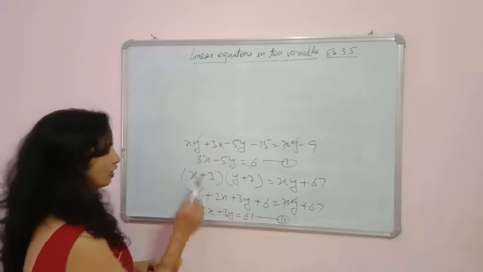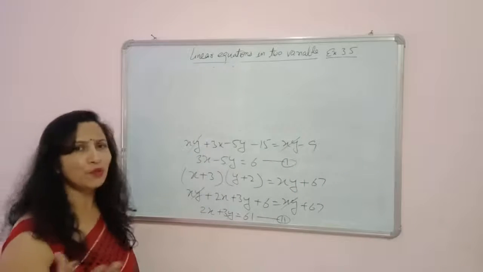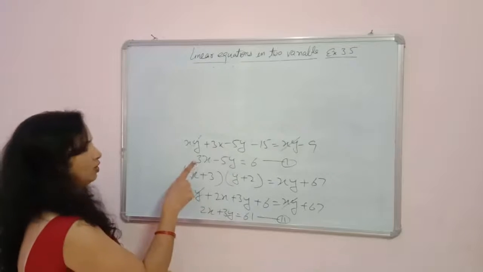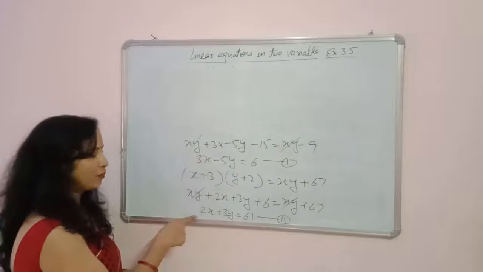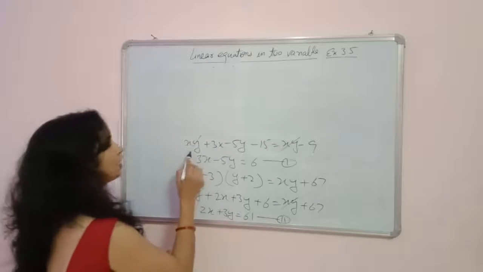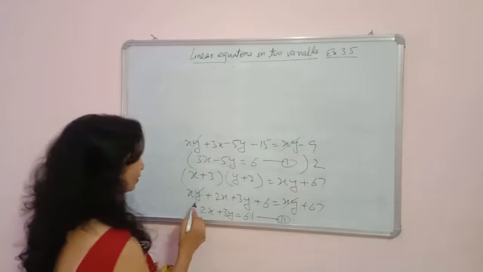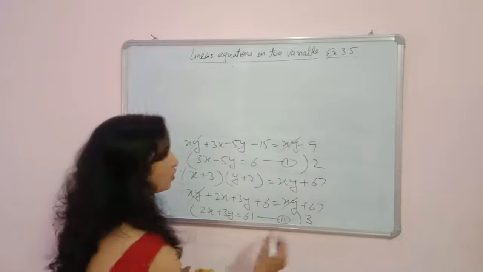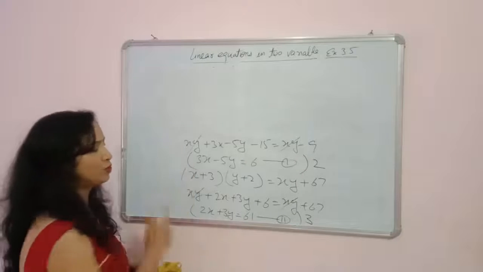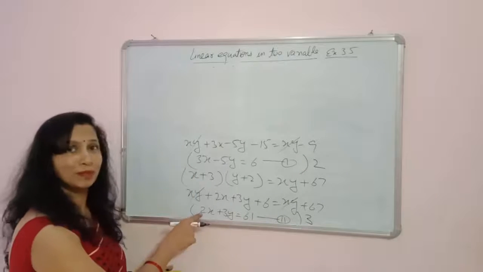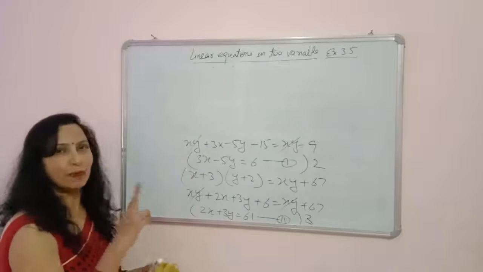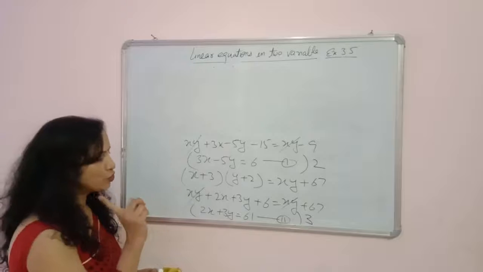So this is equation 1 and this is equation 2. Suppose we want to cancel out x, then what should we have to do? It can become 6 and it can become 6. So to cancel out x, we can multiply the first equation by 2 and the second equation by 3. So you will write by multiplying equation 1 by 2 and equation 2 by 3.